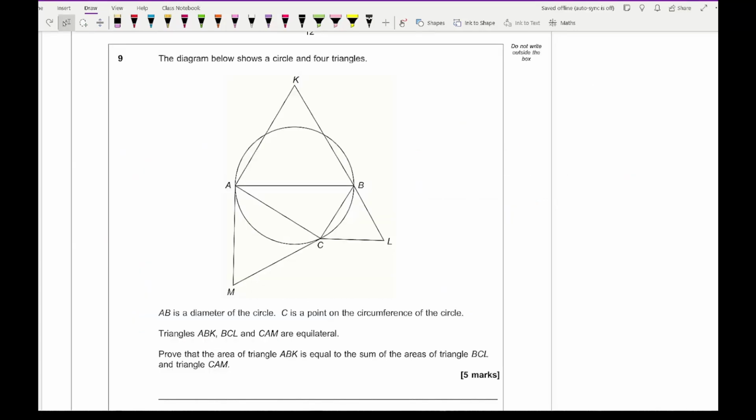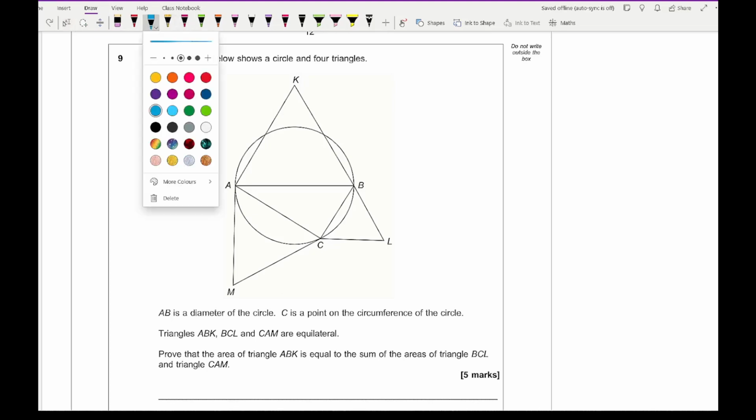Now looking at question 9, it says the diagram shows a circle and 4 triangles. AB is the diameter of the circle and C is a point on the circumference of the circle. Triangles ABK, BCL and CAM are equilateral. Prove that the area of triangle ABK is equal to the sum of the areas of triangle BCL and triangle CAM. So let's first of all try and label this diagram.